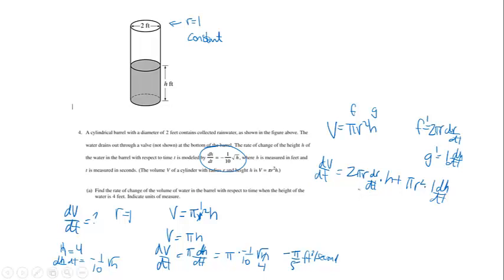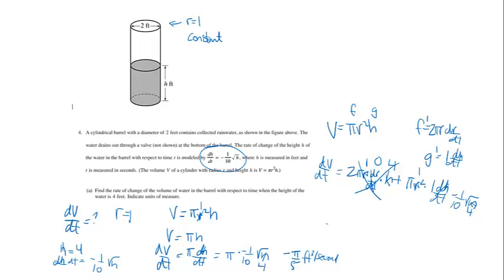And then from here, we're going to plug in what we know. The radius is 1. dr/dt, since it's not changing, is going to be 0. The height will be 4. Radius is 1, and then dh/dt again is -1/10 square root h, and h was 4. Okay, so notice that part drops out. So either way you work it, you end up getting the negative pi over 5 feet cubed per second.